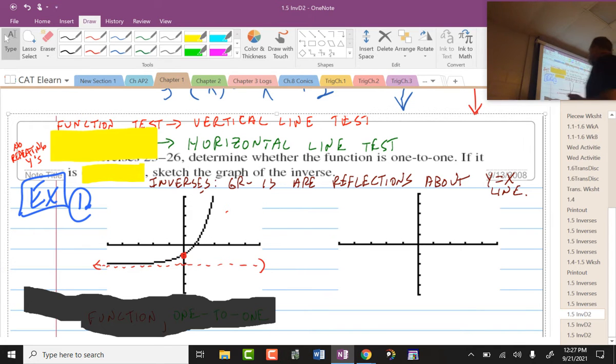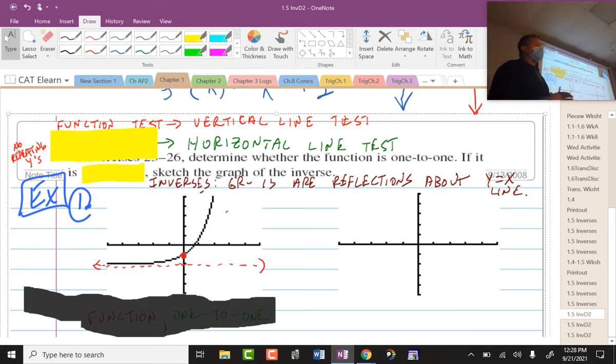But let's read these directions first. I went a little fast with 4th hour. Determine whether the function is 1 to 1. If it is 1 to 1, sketch the graph of the inverse. And I'll tell you why that's the case here. First of all, is this a function? Vertical line test. Pass or fail? Pass. Does it pass the horizontal line test? Pass or fail? Pass. So it's 1 to 1.